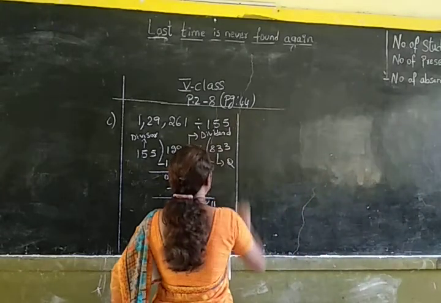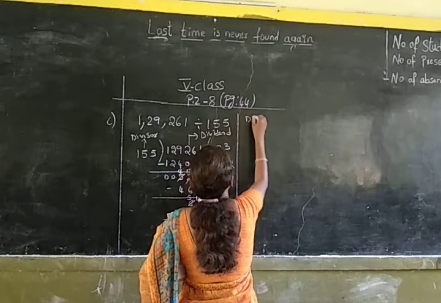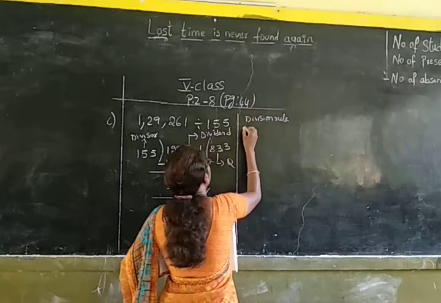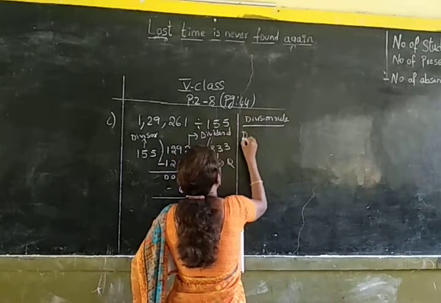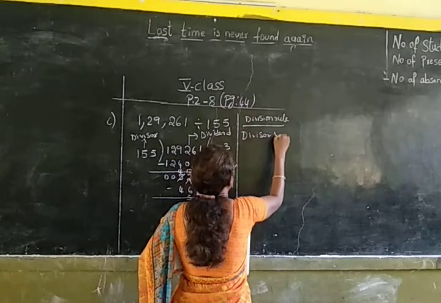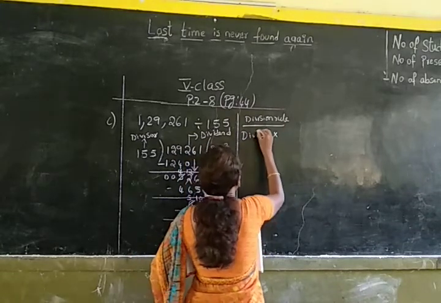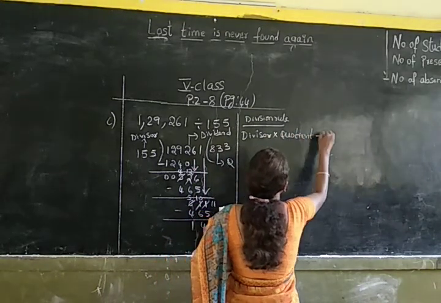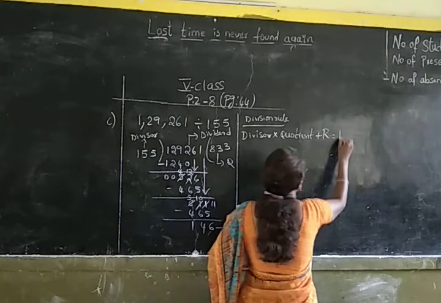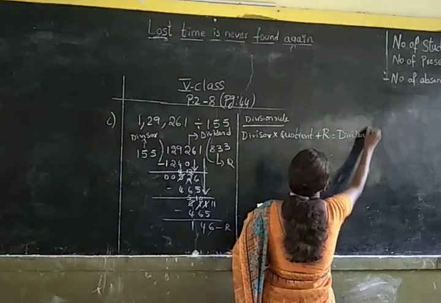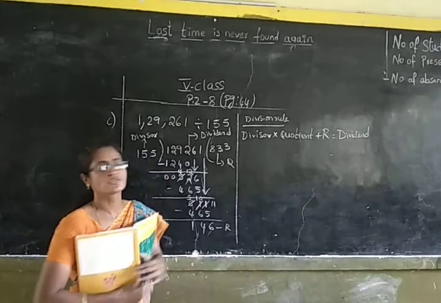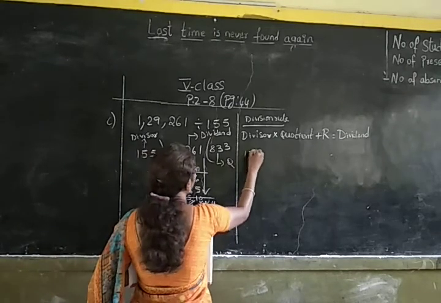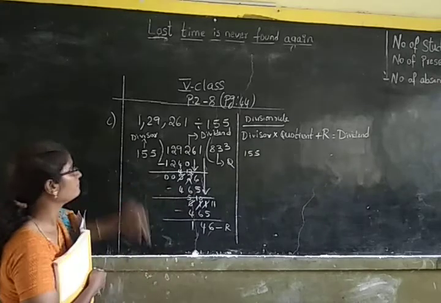So what is the division rule? Division rule is divisor into quotient plus remainder is equal to dividend. This is the division rule. Here the divisor is 155.